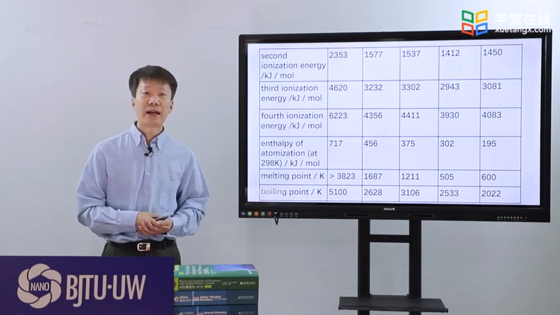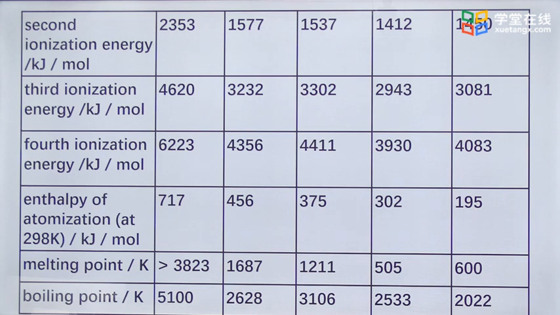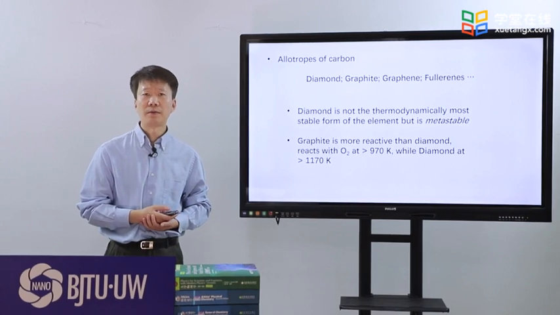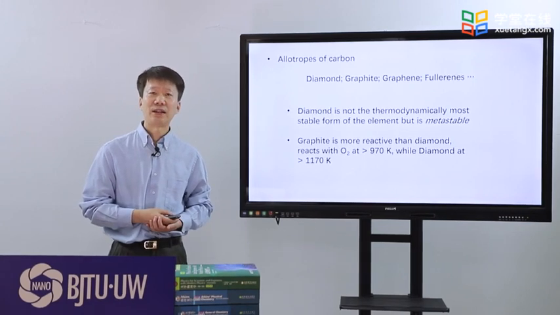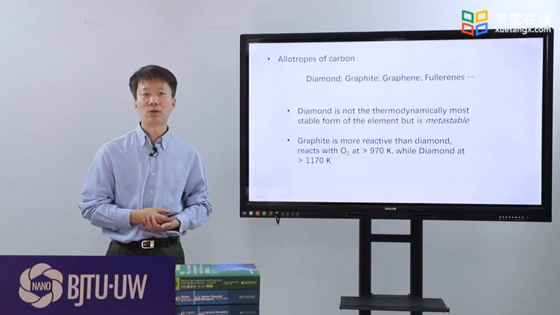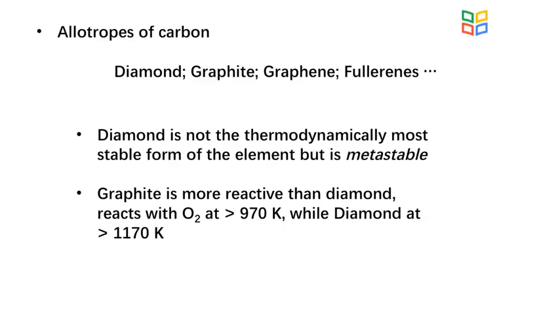The atomization energy decreases down the group, and the variation of the atomization energy leads to the variation of the melting point and the boiling point. Allotropes of carbon are widely investigated: diamond, graphite, fullerene, graphene, and others. Diamond is not the thermodynamically most stable form of the element, but is metastable.